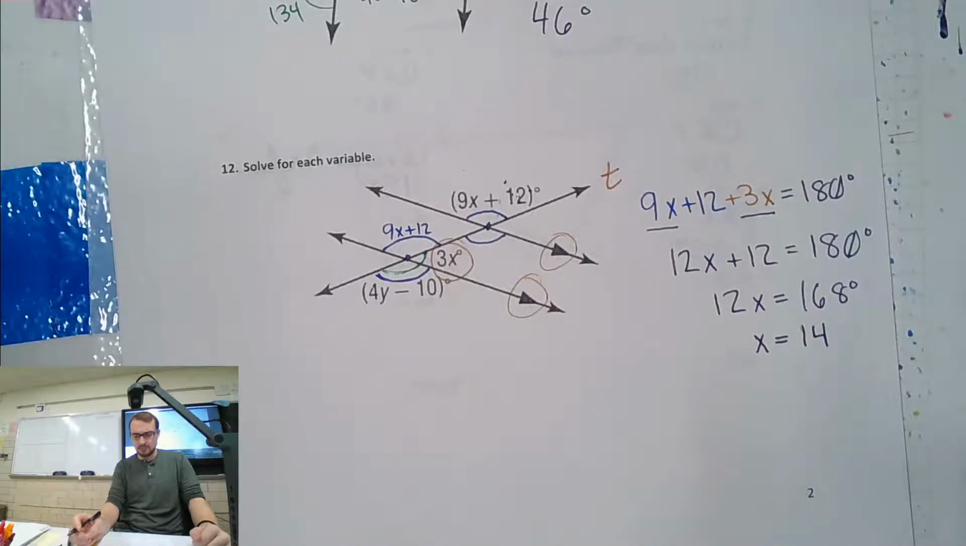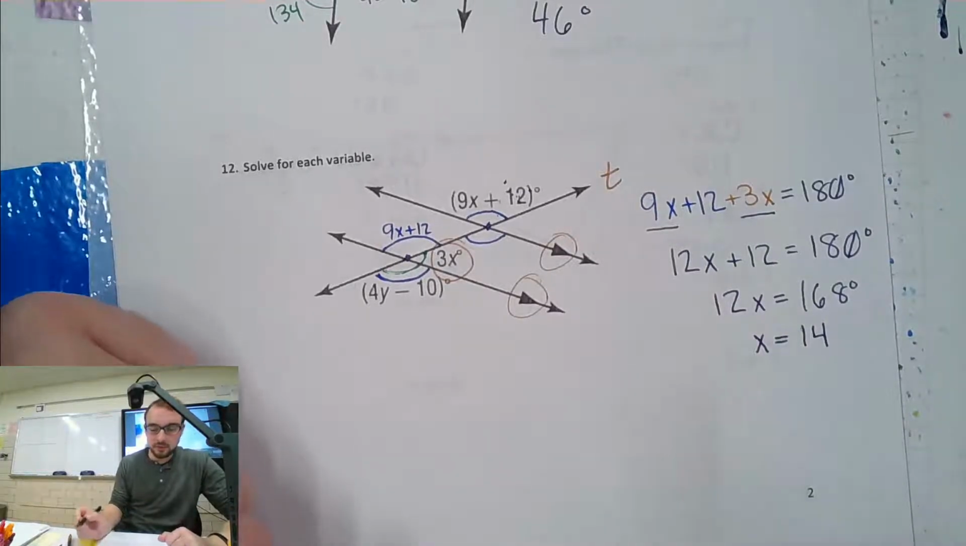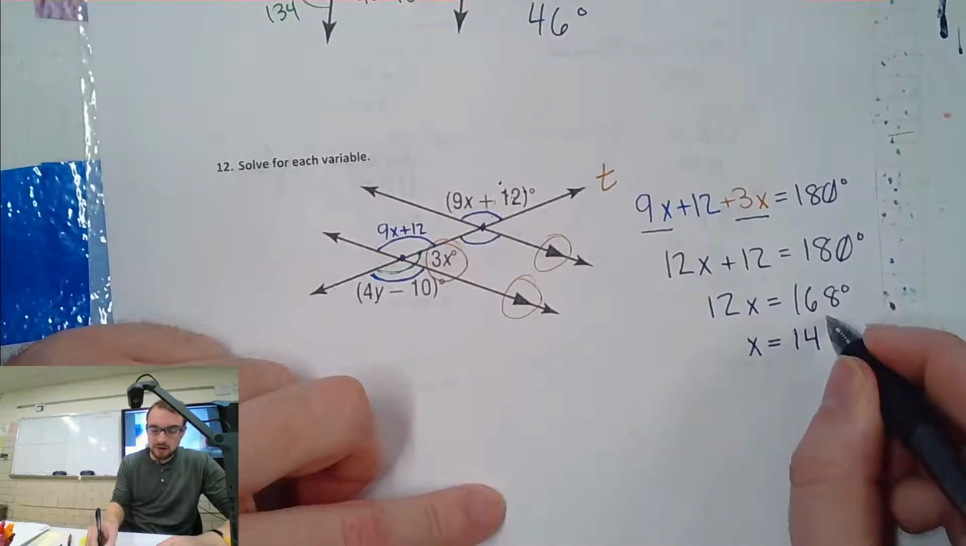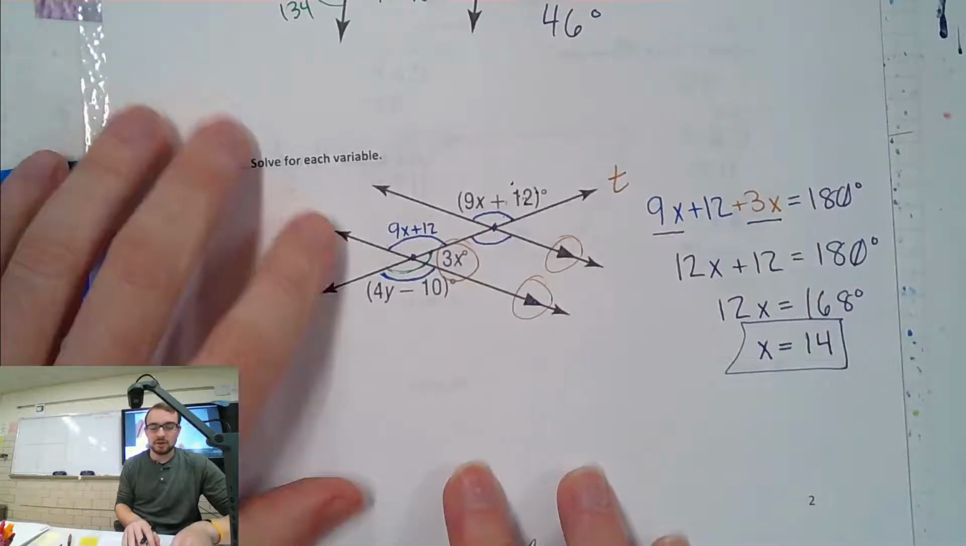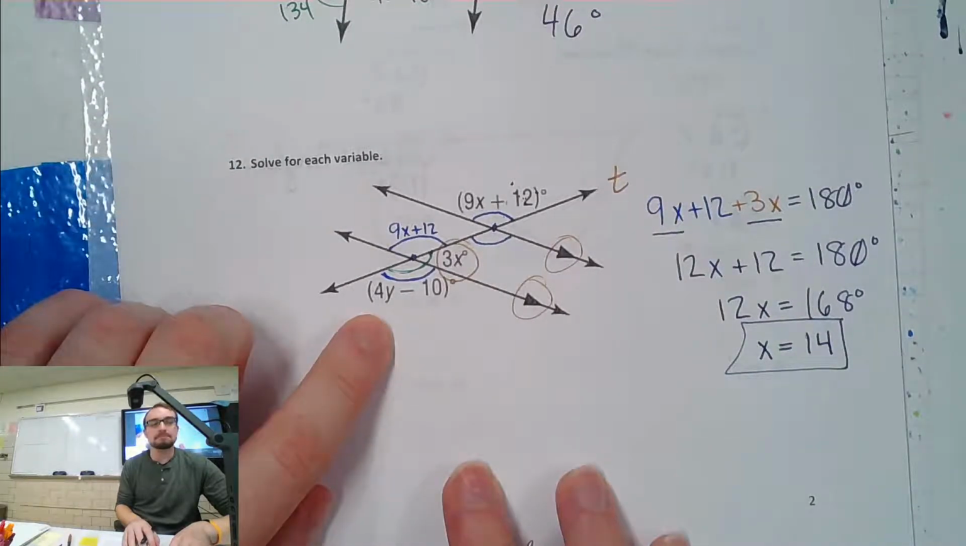Hold on a second. Do I disagree with you? No, I agree with you. Okay. X is 14. That's all we need to do is solve for the variable. So there's x. Now how are we going to find y? That's our other variable.